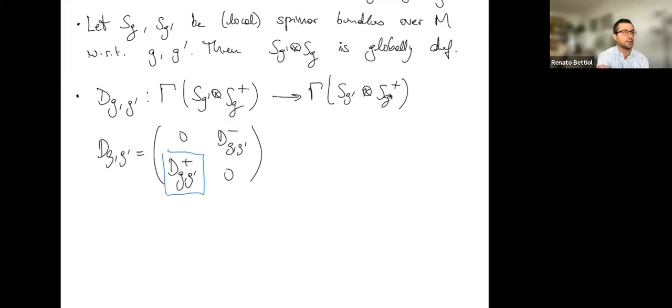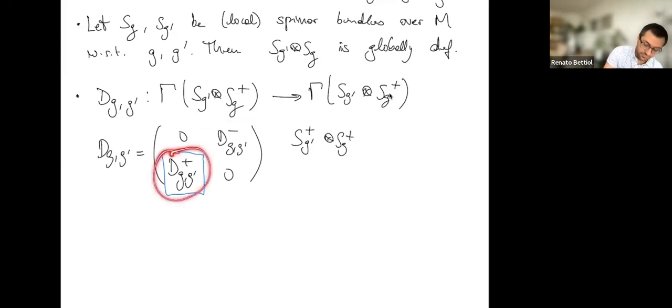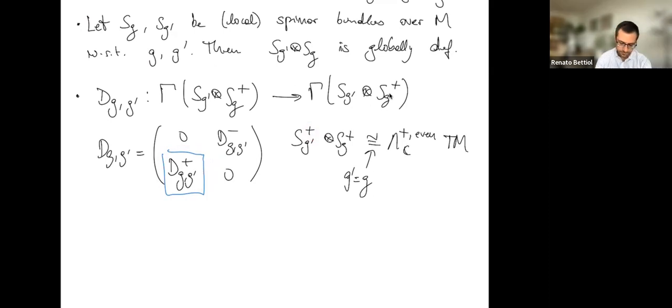And I'll tell you what the forms are in just a second. So let's see. If we look at S_G' plus tensor S_G plus, which is the domain of this operator here, it flips the sign on the first. So if the metrics were equal, this is the bundle of plus even forms on the complexified exterior algebra. So even degree forms that, when you act by Clifford multiplication with the volume form, are sent to themselves.